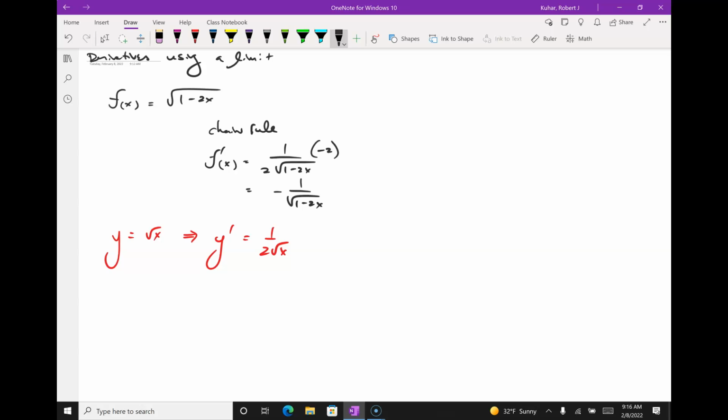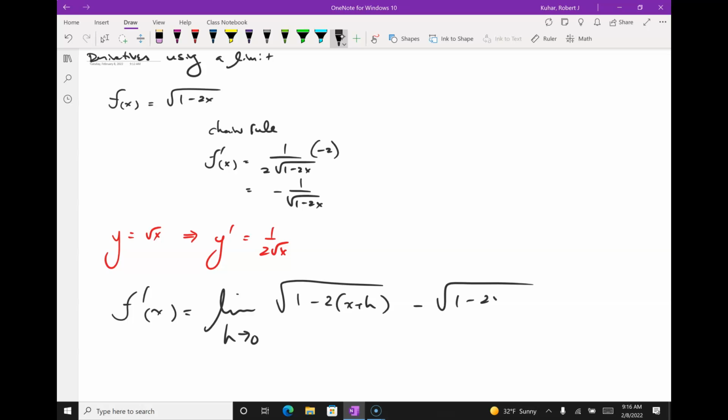So we want to do this one with a limit, yes? So we want f prime of x is the limit as h goes to 0 of the original function evaluated at x plus h, notice I use parens, minus the original function, all over h.